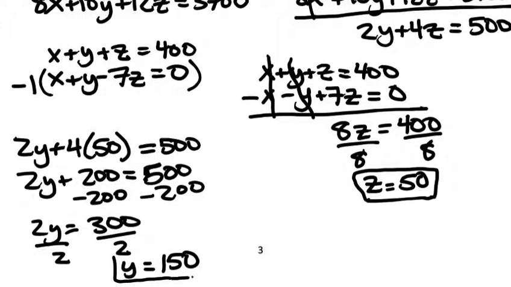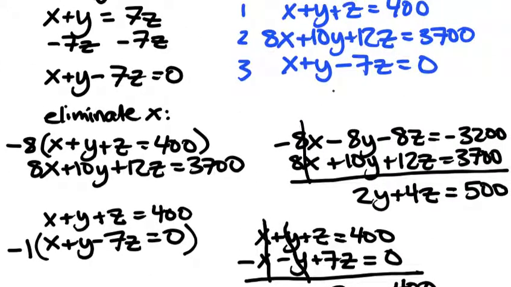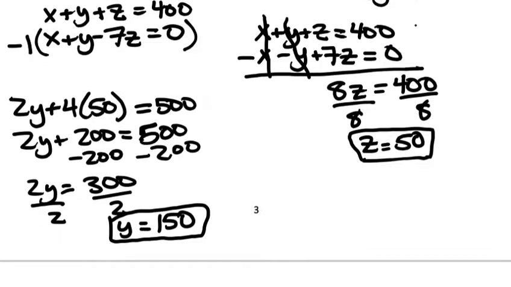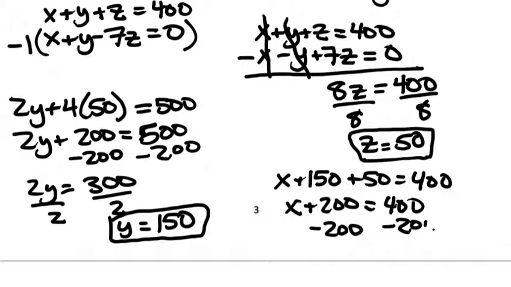And then lastly, I need to solve for x by plugging into one of my original equations. Now the easiest equation to use is going to be this top one, x plus y plus z equals 400. So x plus 150 for y plus 50 for z equals 400. 150 plus 50 is 200, and solving this gives me a value of x equals 200.